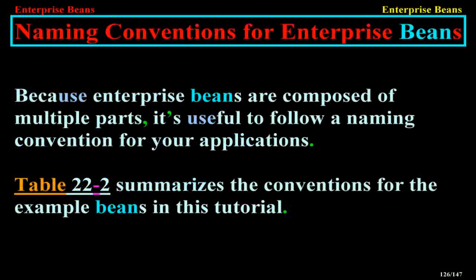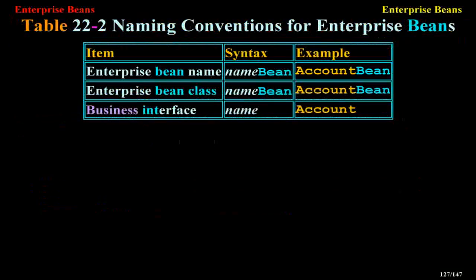Because enterprise beans are composed of multiple parts, it's useful to follow a naming convention for your applications. Table 22-2 summarizes the conventions for the example beans in this tutorial. Table 22-2, naming conventions for enterprise beans: items, syntax, example. Enterprise bean name: Bean, AccountBean. Enterprise bean class name: Bean, AccountBean. Business interface name: Account.